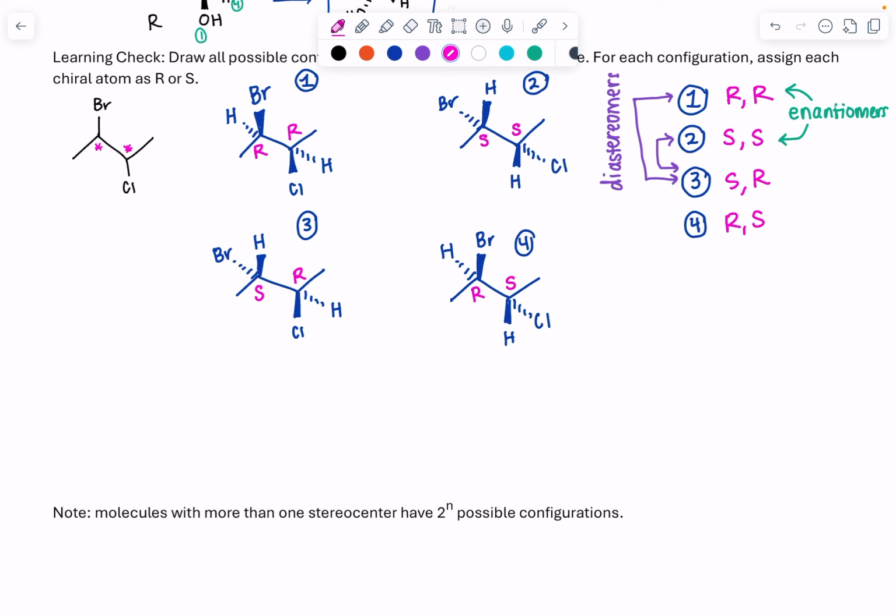This means again, let me use orange now because we're going to have lots of lines here. So 1 and 4, only one chiral atom changed configuration. So these are diastereomers, 1 and 4. And then 2 and 4, same thing, only one chiral center changed chirality, so they are enantiomers. I'm sorry, they are diastereomers.